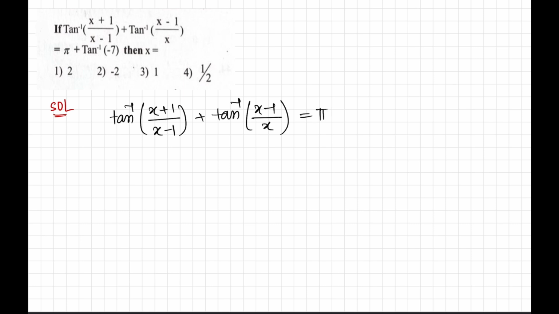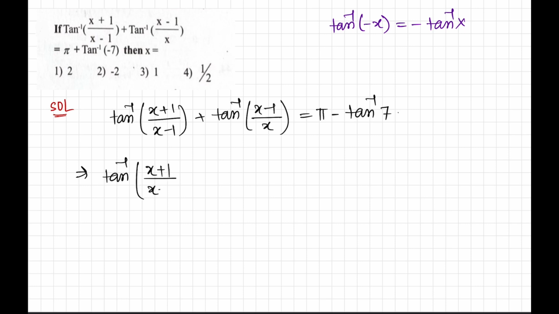Now here we will use a property, and that says tan inverse of minus x is equal to minus tan inverse of x. So we get minus tan inverse of 7. And if we take this term to the left hand side, what do we get? We get tan inverse of (x plus 1) by (x minus 1) plus tan inverse of (x minus 1) by x plus tan inverse 7. This is equal to pi.